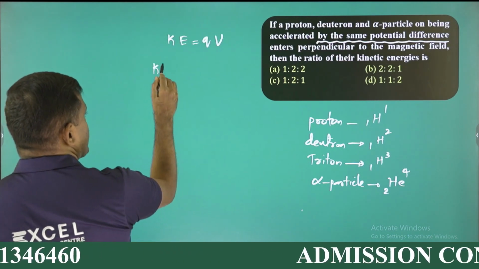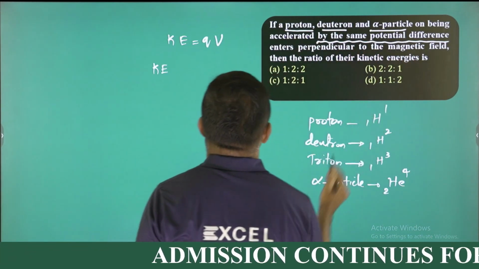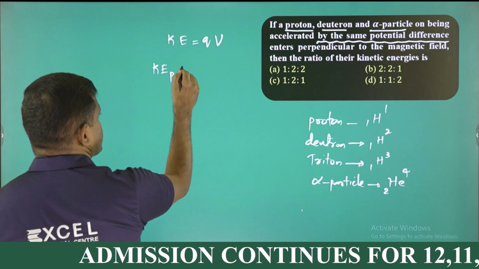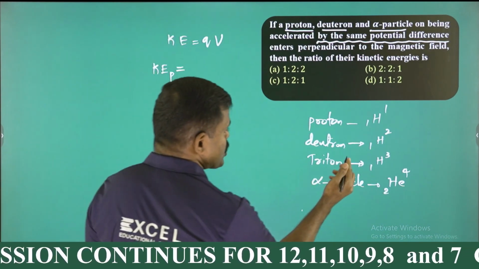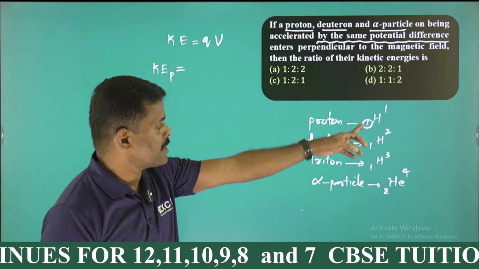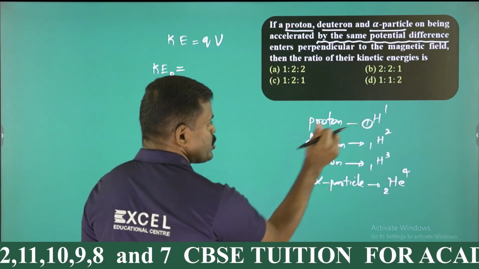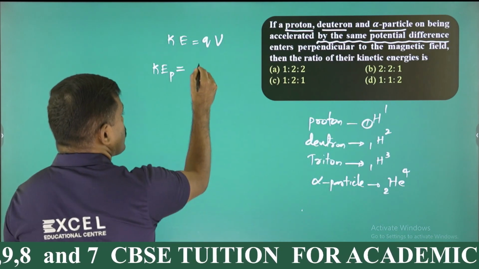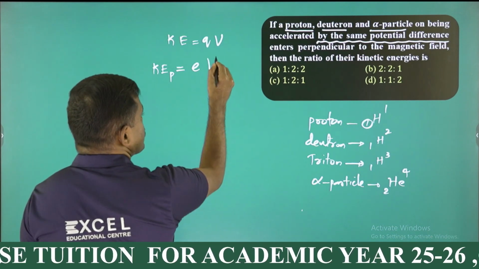They are asking for kinetic energy of what? Proton, deuteron, alpha particle. What is the kinetic energy of proton? Q into V. This number is called the charge number, atomic number or charge number. 1 proton, right? This number tells you that there is only 1 proton. So I can call it e. Proton's charge is e. Potential difference is V.